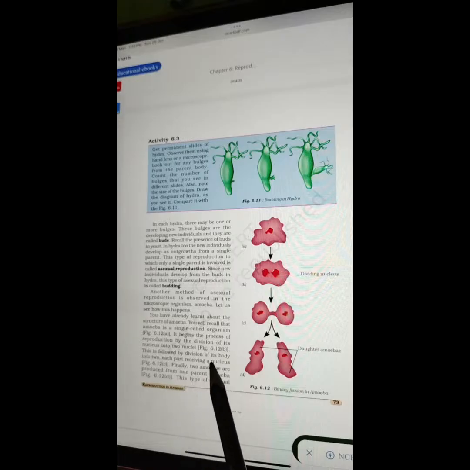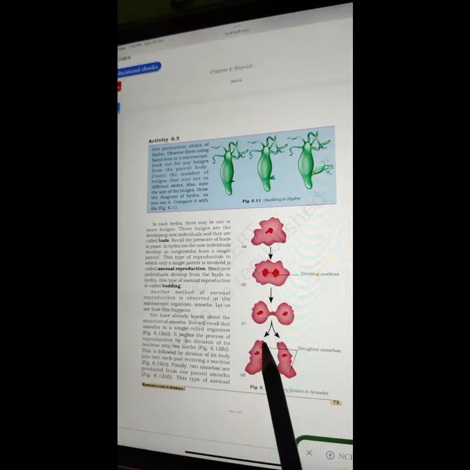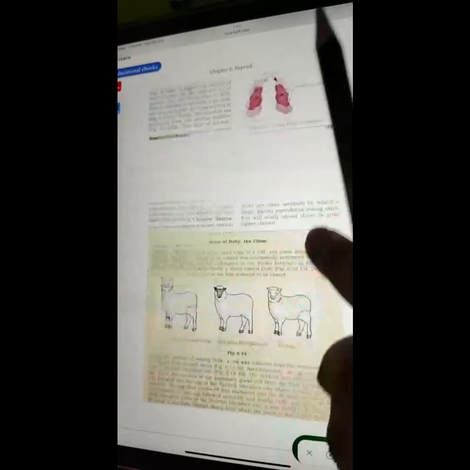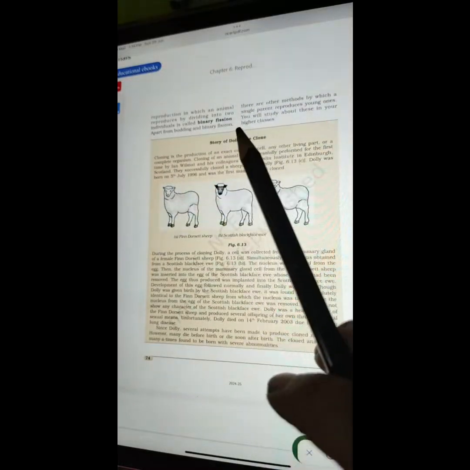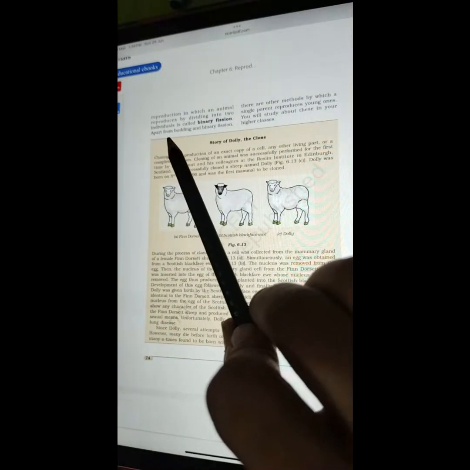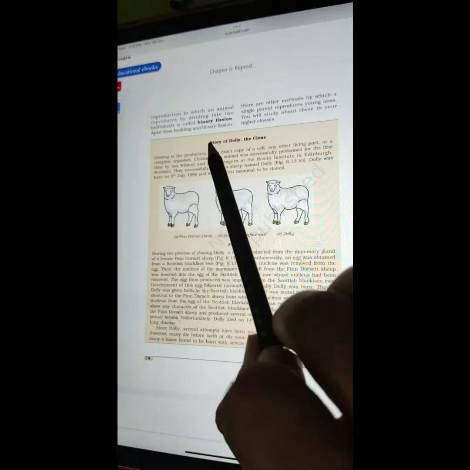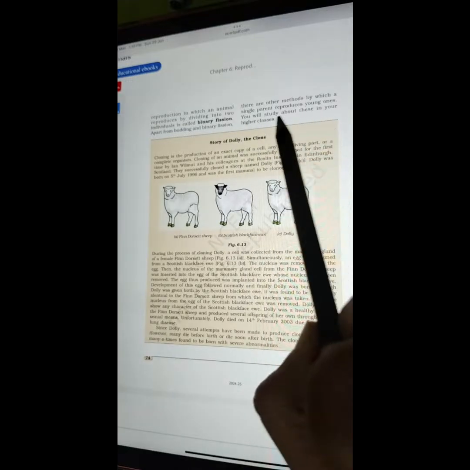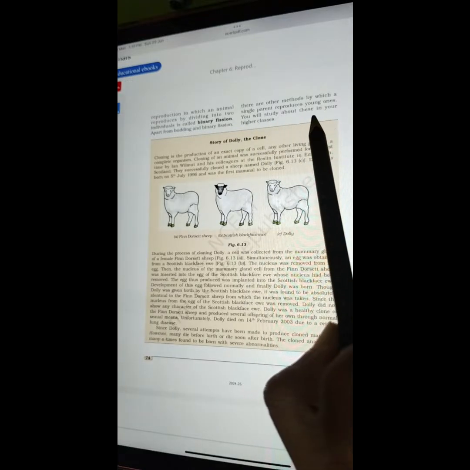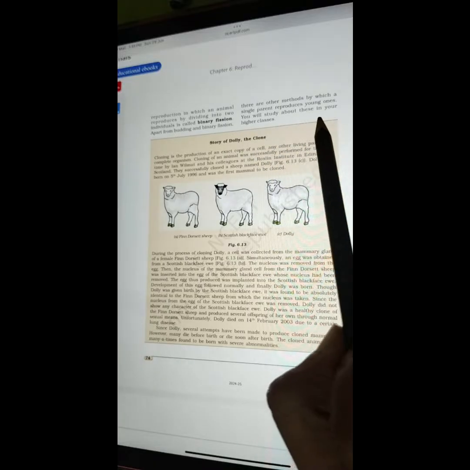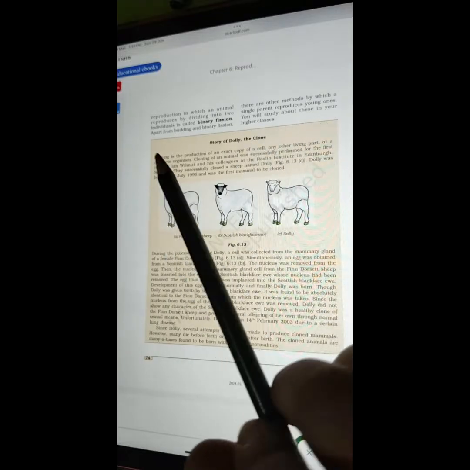This is followed by the division of its body into two, each part receiving a nucleus, which has been shown to you in figure C, this one. Finally, two amoeba are produced from one parent amoeba in figure 6.12D, this one. This type of asexual reproduction in which an animal reproduces by dividing into two individuals is called binary fission. Apart from budding and binary fission, there are other methods by which a single parent reproduces young ones. You will study about these in your higher classes.